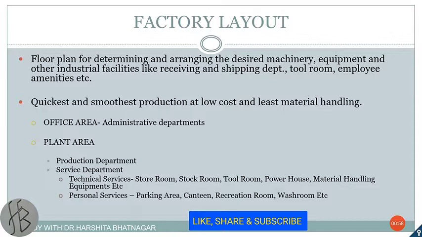It consists of two areas. One is the office area and the second is the plant area. The plant area consists of the production department and service department, whereas the office area includes administrative departments. Services are of two types. One is technical service, including storerooms, stock rooms, tool room, inspection department, powerhouse or boiler room. Whereas personal services include parking area, timekeeper office, canteen, lunch room, recreation room, washrooms and other personal facilities.